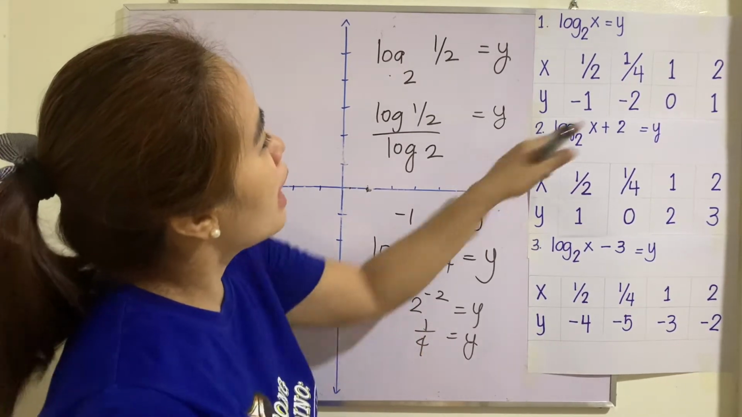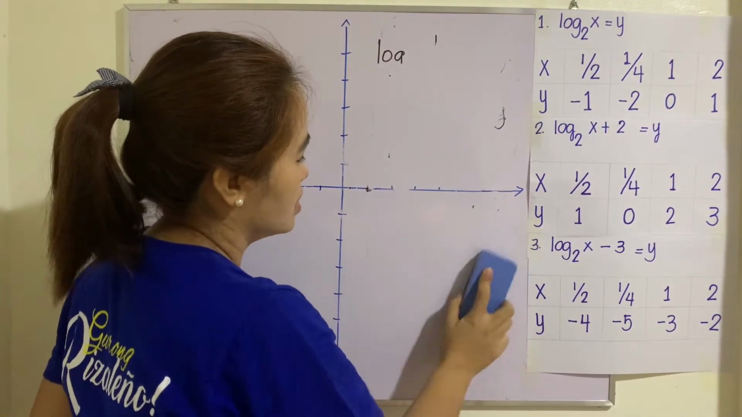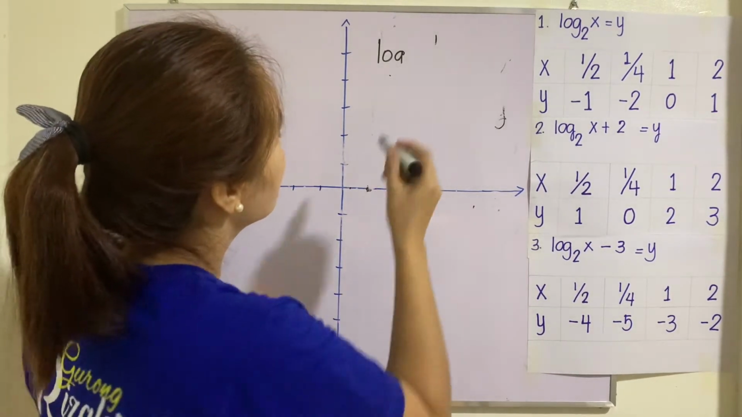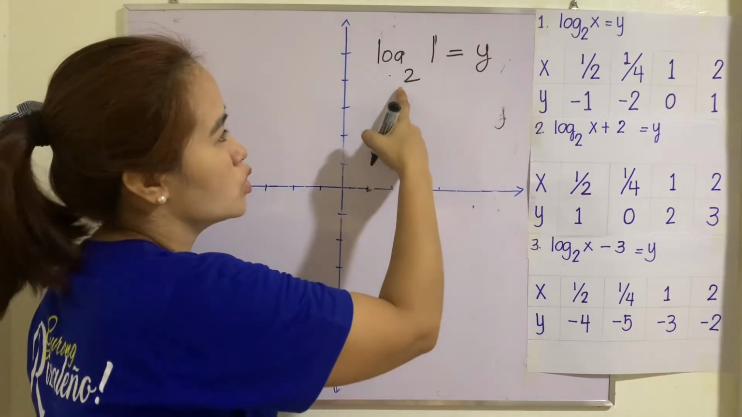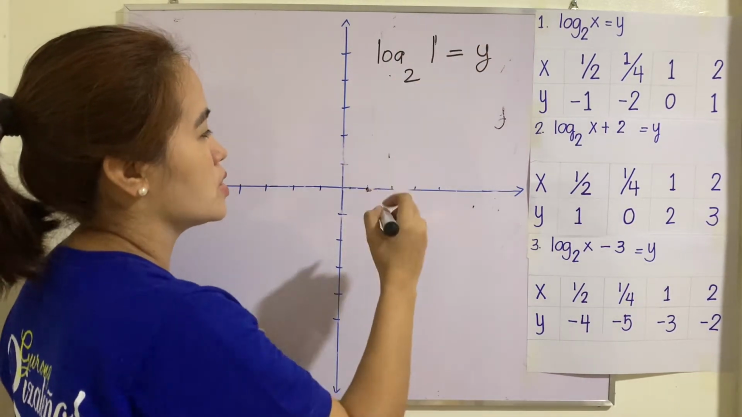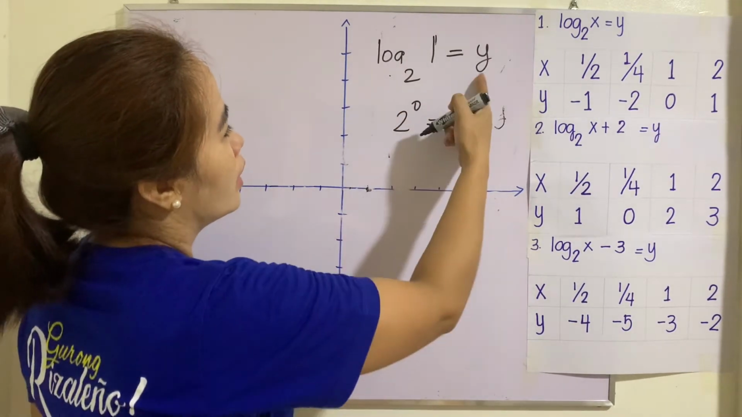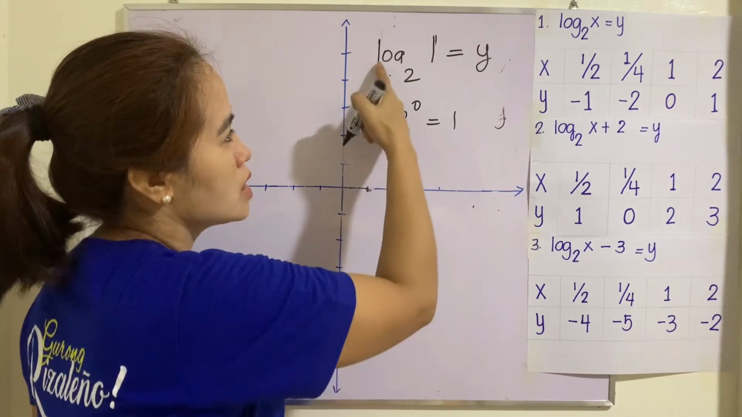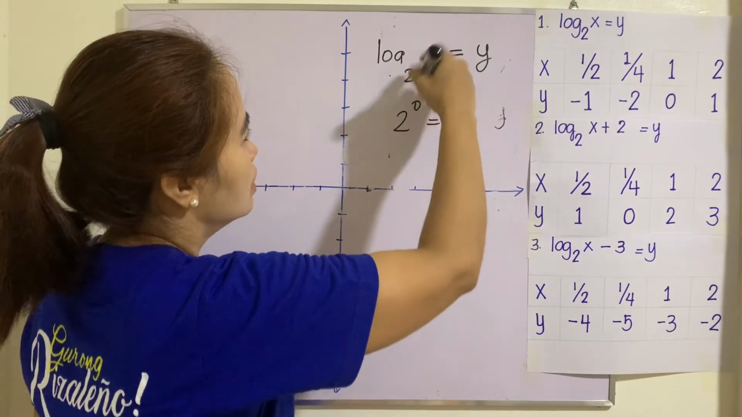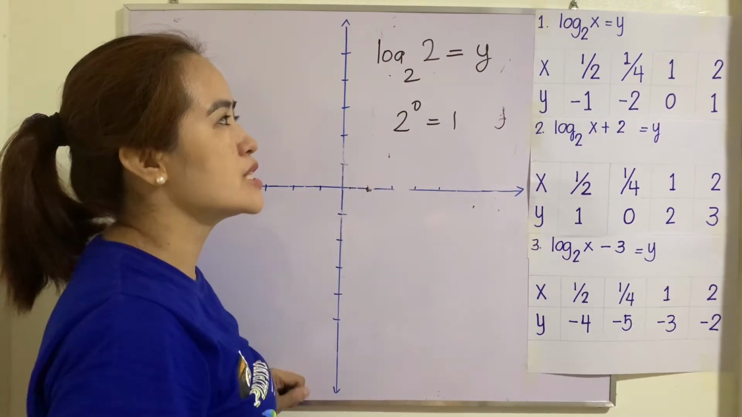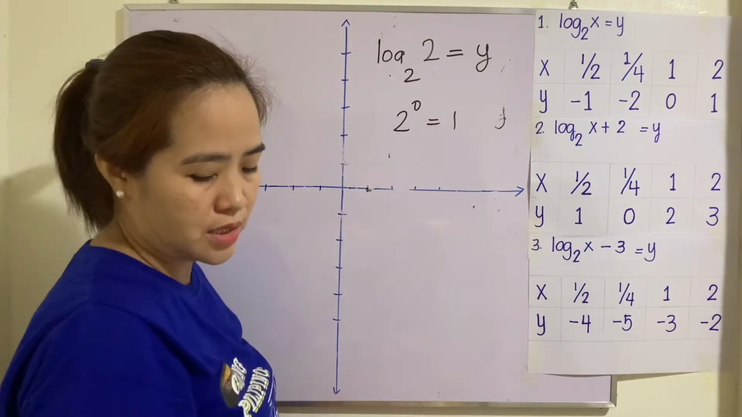Okay. What about if x is 1? If x is 1, that will be log of 1 to the base 2 is equal to y. Remember that 2 or any base raised to 0 is equal to 1. So 2 raised to 0 is equal to 1. Therefore, our y there is 0. Or you just press log of 1 divided by log of 2. What about if x is 2? What must be the exponent of 2 that is equal to 2? That is, of course, 1. That's why our y is equal to 1.